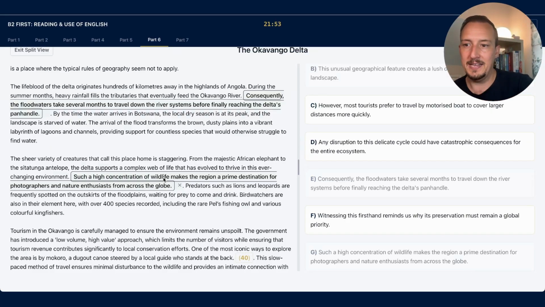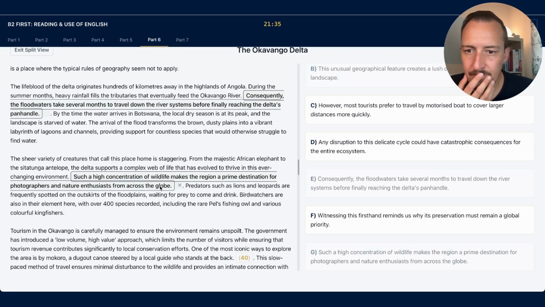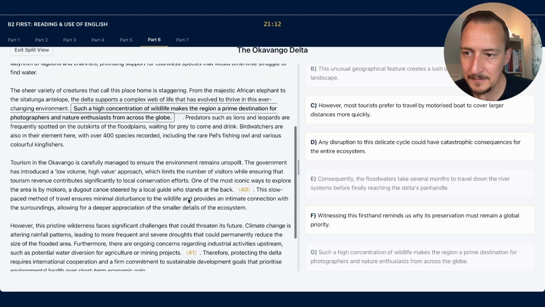So we've got the African elephant, the Sitatunga antelope, makes this region a prime destination for photographers and nature enthusiasts, although we do need to think about this last bit. I didn't see anything else with wildlife. I did see one with tourists. Nature enthusiasts, of course, goes along those lines. Okay, yes, that's the connection. Region, a prime destination for photographers and nature enthusiasts from across the globe. Predators such as lions and leopards are frequently spotted. So yeah, spotted by tourists, or in this case, photographers and nature enthusiasts. So there we have it. Great, that is the correct answer.